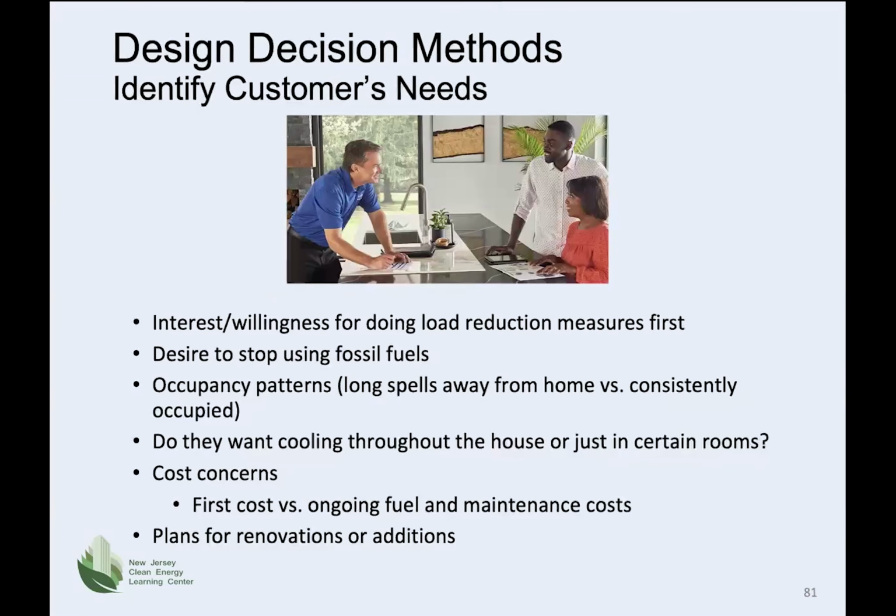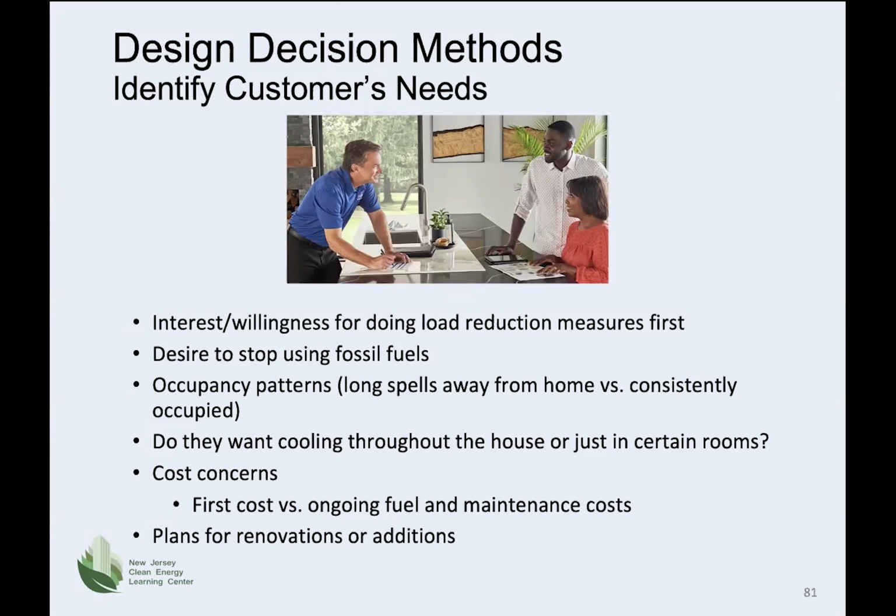Some design considerations to discuss with your customers: their willingness to do load reduction measures first. And that's key because, as you know, you can have a home that's poorly insulated or poorly sealed, and addressing those issues first can change the load calculation and the size of the unit. If the customer has a desire to reduce or eliminate the use of fossil fuels because of global warming, then that's a motivating factor.